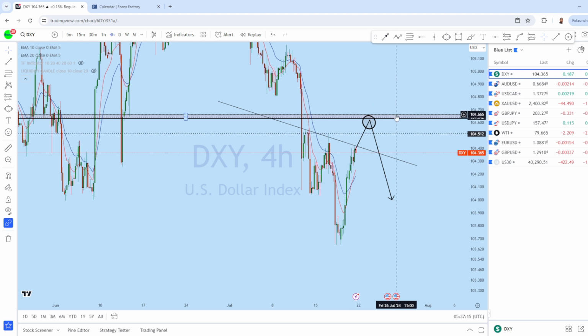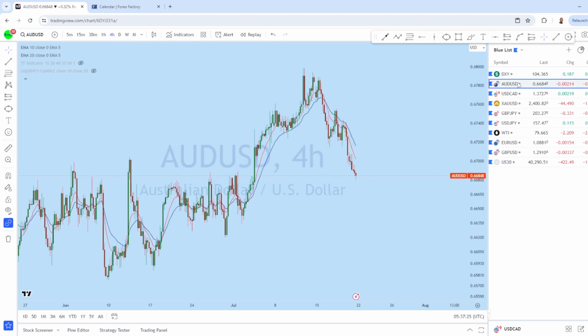So with that said, based on this DXY wave, we will be looking for trading opportunity with other instruments, AUD USD.